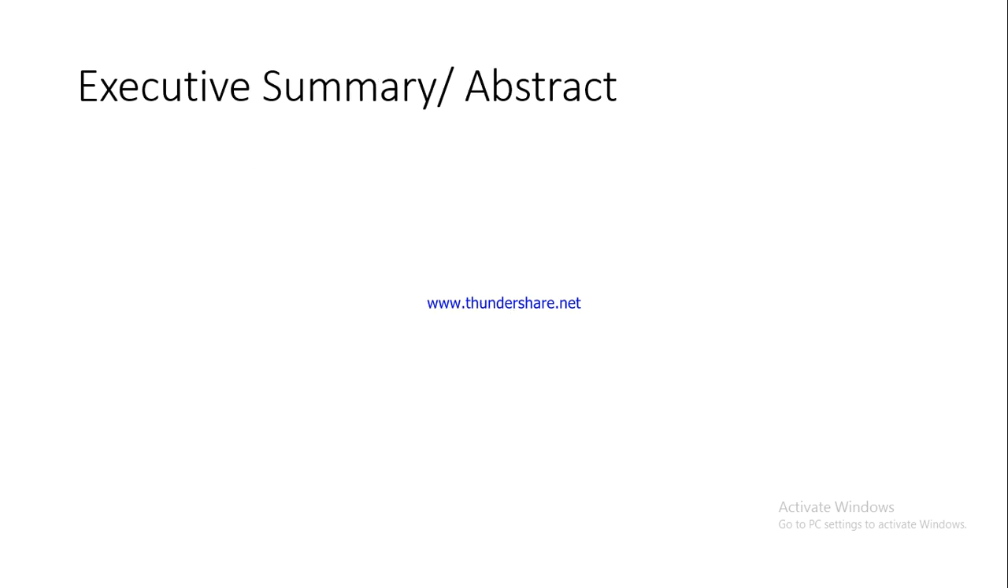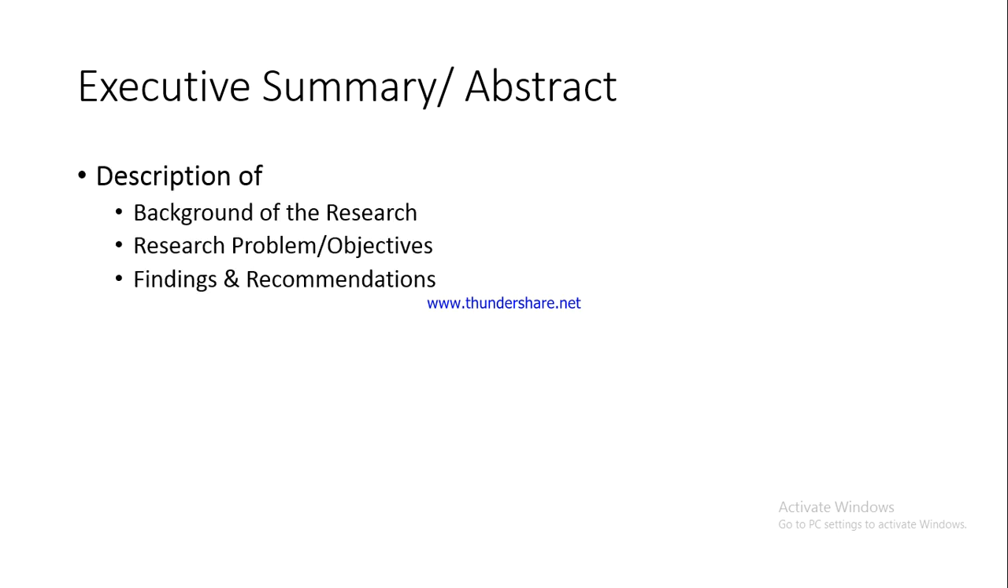Executive summary and abstract. Now this again is part of the introductory section, and this is something which is basically introducing the reader to what is going to follow in the main part of the report. So it is just a summary of what is going to be discussed and deliberated upon in the main body of the report. It is at times also called the abstract. Now what does it describe? It describes the background of the research problems or the research objectives, and the findings and the recommendations.